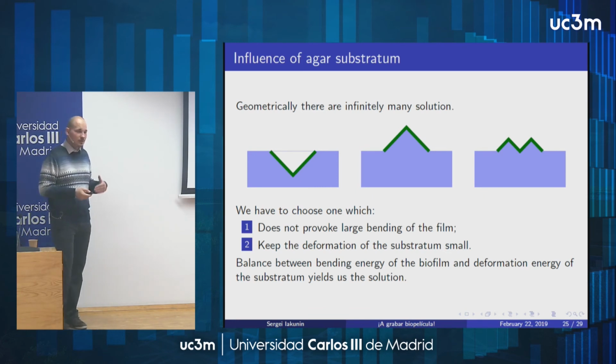That means that in the final solution, the general shape is given by growth or by geometry, but it should be smoothed using the bending term. So for a thick biofilm we have only a very smooth solution, and for a thin one we can have a lot of wrinkles. On the other hand, the amplitude also has to be reduced due to interaction with the substratum. And the final solution is a balance between these two different forces.